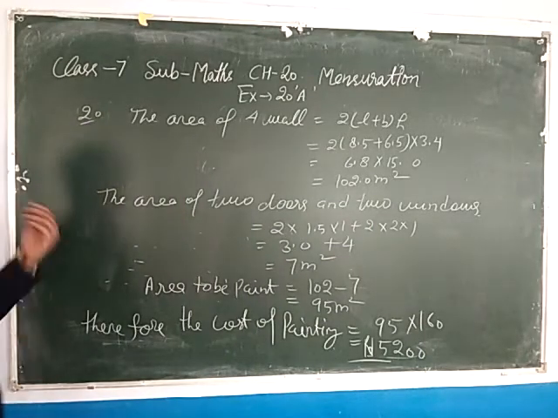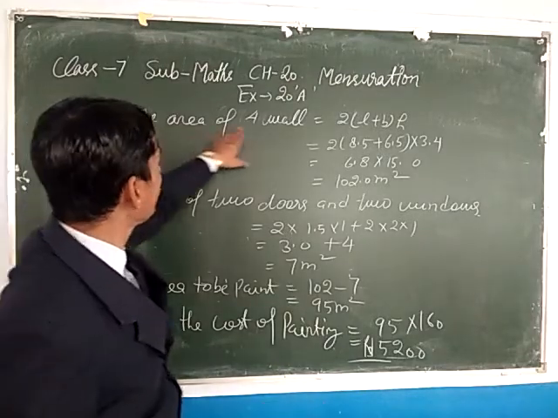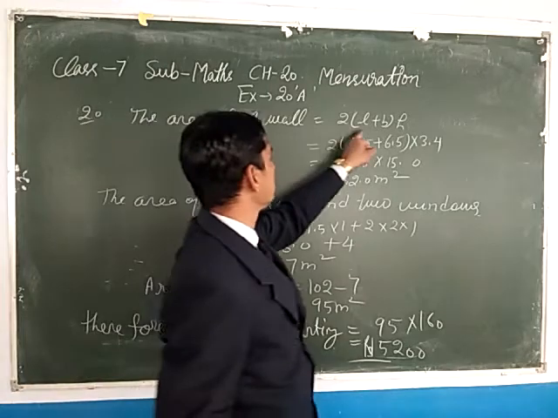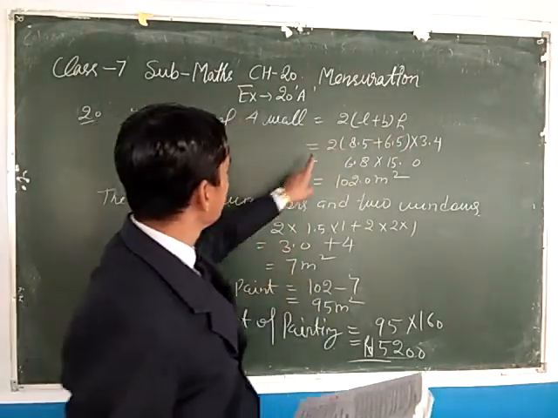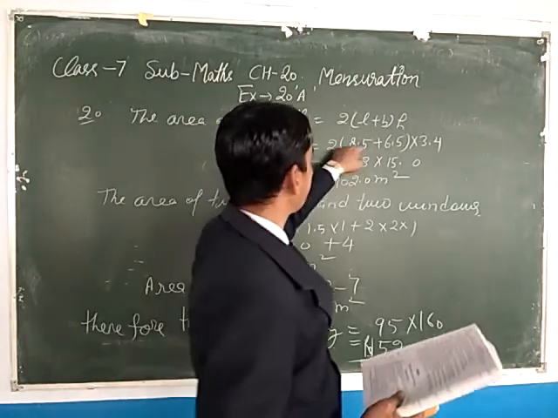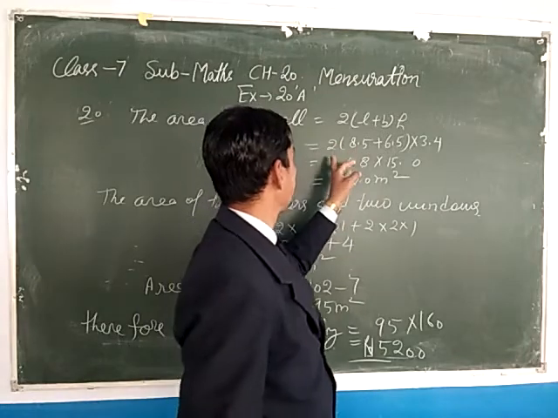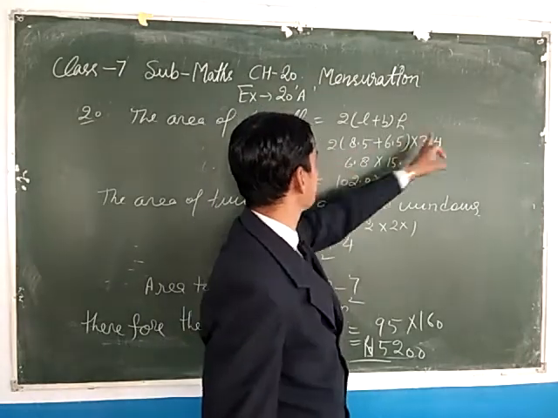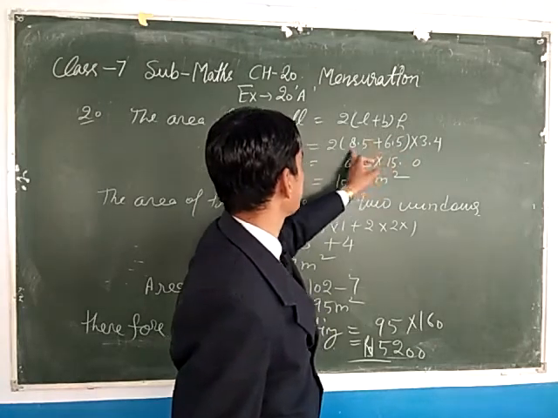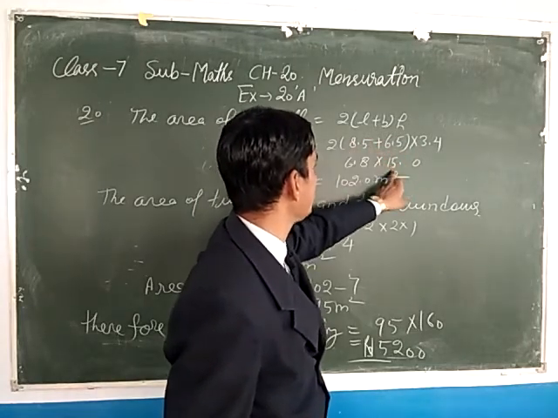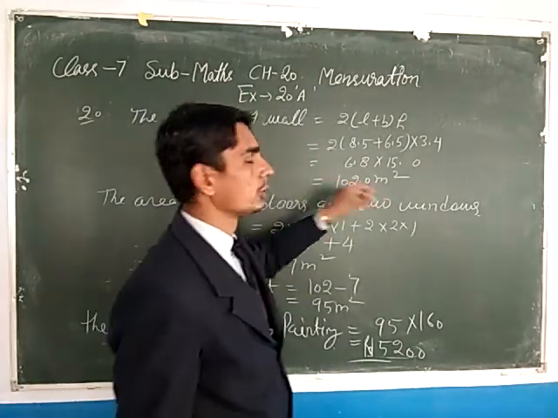Clear students? So again see this question. The area of 4 walls is 2 (length plus breadth) multiply height. Length, breadth and height are given. Length is 8.5 meter, breadth is 6.5 meter and height is 3.4. So 2 times 4 is 8 and 2 times 3 is 6. Then adding, 5 and 5 is 10, 8 and 6 is 14, and 1 makes 15, and 15 multiplied gives 102 meter square, the area of 4 walls. Clear beta?